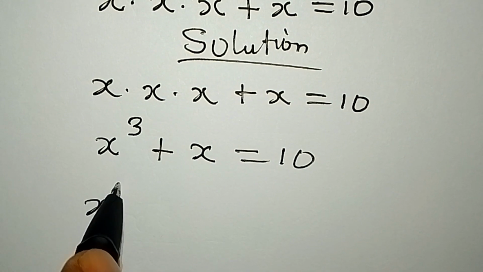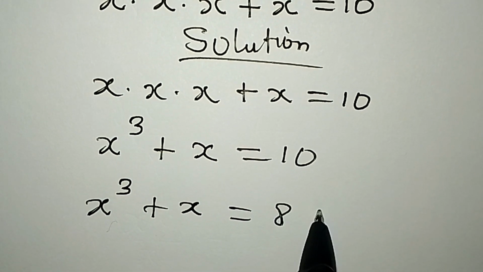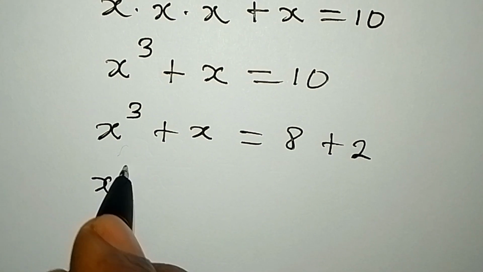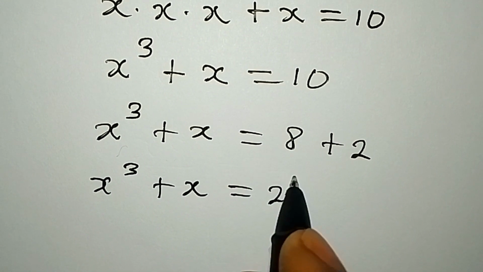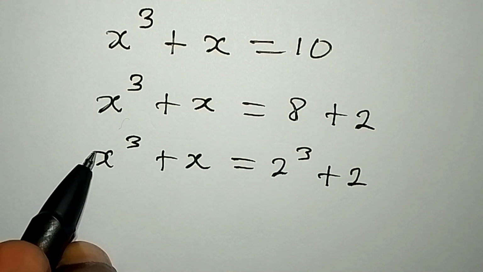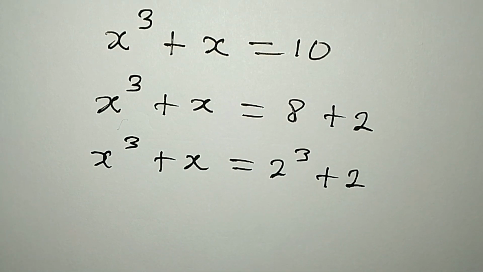Do you know that this is the same as x to the power of 3 plus x equal to 8 plus 2? Now, this is correct because x to the power of 3 plus x is equal to 2 to the power of 3 plus 2. So as it is now, we can compare this. The left-hand side can be compared to the right-hand side.